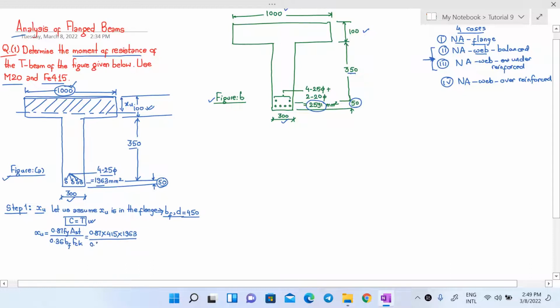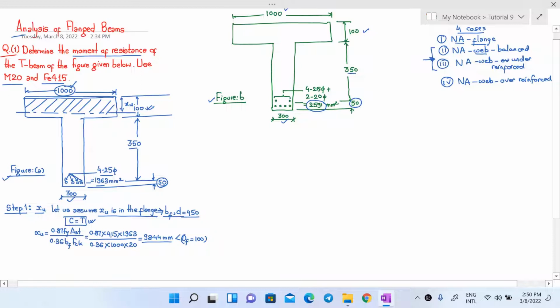over 0.36 into width of our flange is 1000 mm into grade of our concrete is 20. Using this equation, you get the value of Xu as 98.44 mm. You can see that the value of Xu is less than the depth of our flange, which is 100 mm. So our assumption that the Xu lies in the flange is correct here, since the value of Xu has come out to be less than Df.